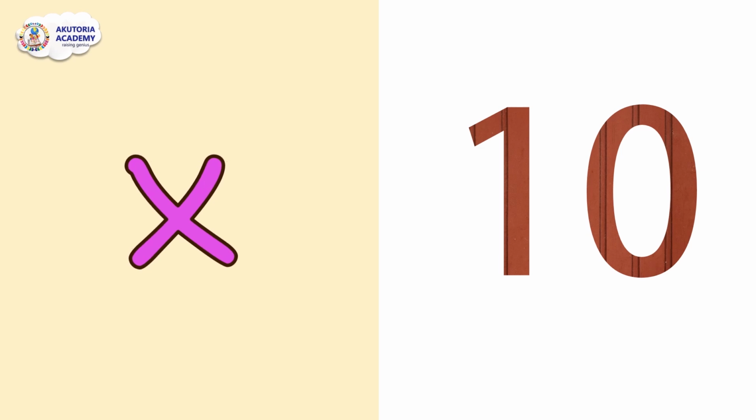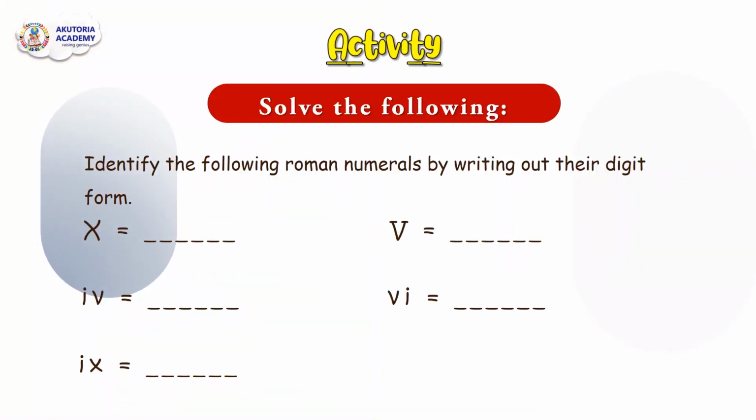So we've come to the end of today's class, and you can go through the lesson one more time to grasp all that has been said. I hope you were able to understand and follow through with the Roman numerals. Here are some activities for you to try out to see if you really understood what was learned today.